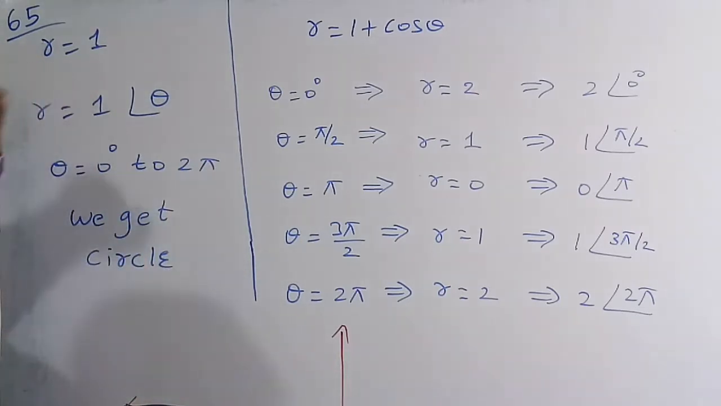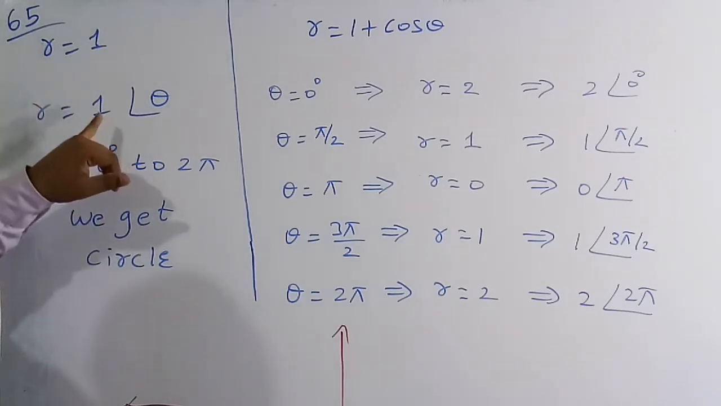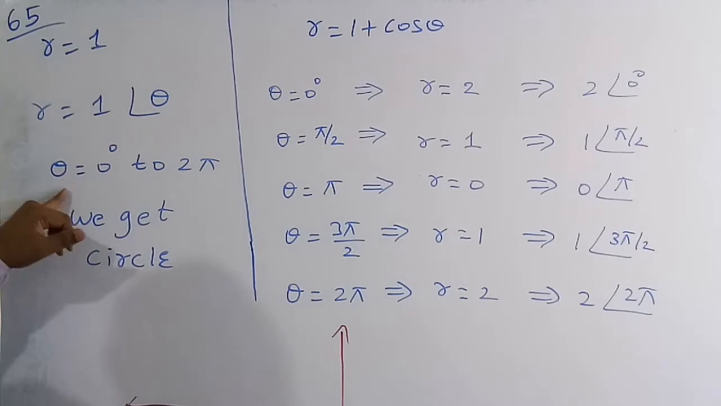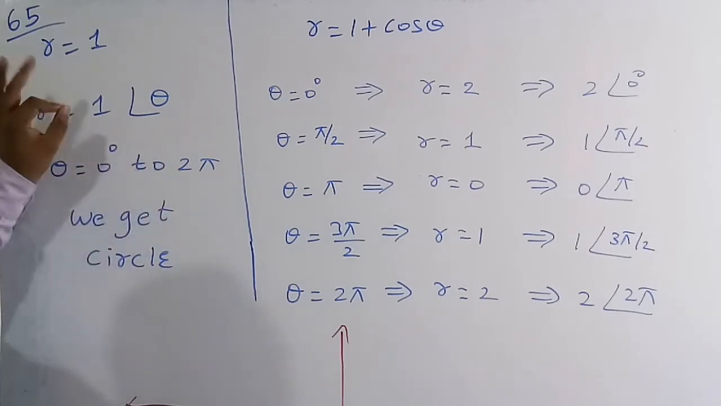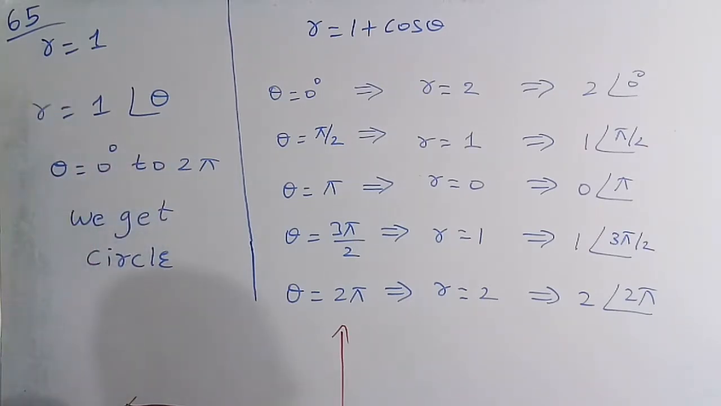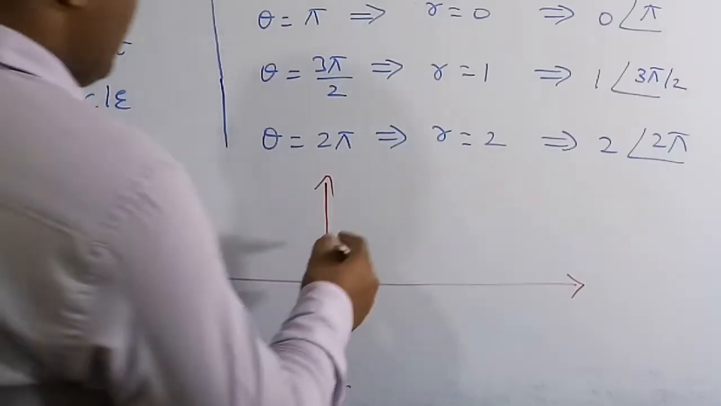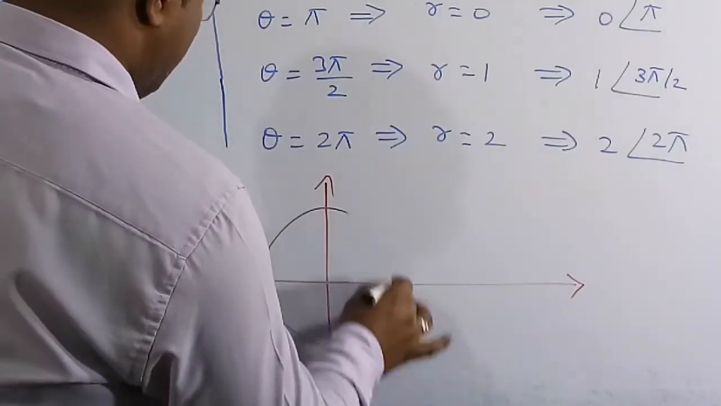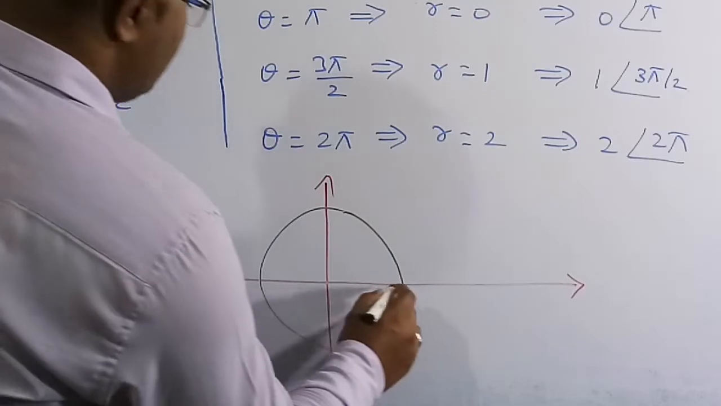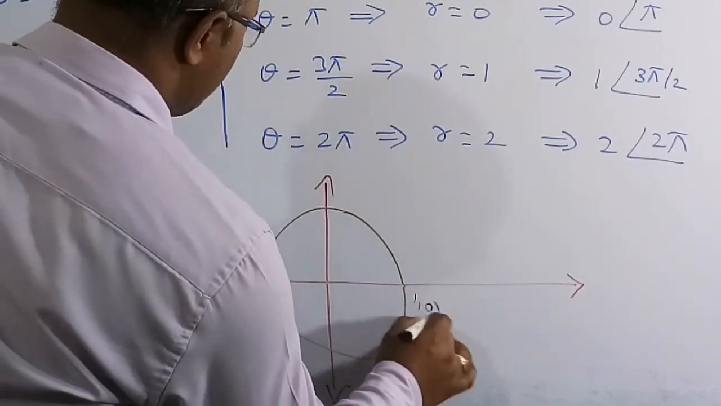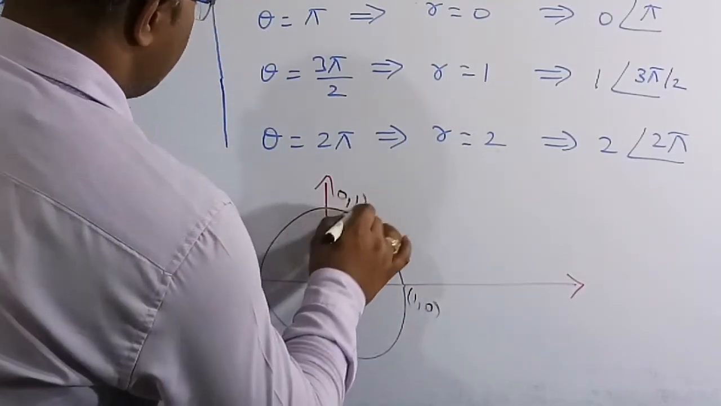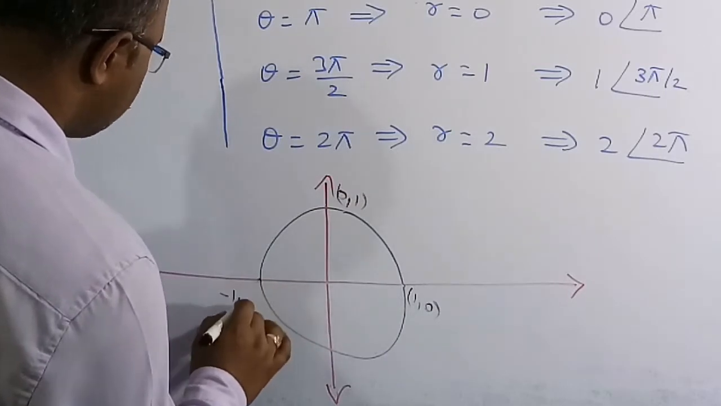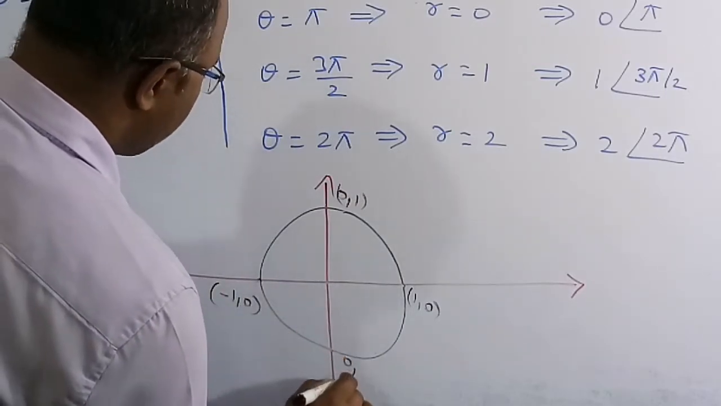So here r is equal to 1. I can write it in polar format as 1 at an angle of theta. From 0 degrees to 2 pi, its value is always equal to 1, so we are going to get a circle. If we draw this one, we get a circle in polar format, where the radius is 1, with points 1 comma 0, 0 comma 1, minus 1 comma 0, and 0 comma minus 1.